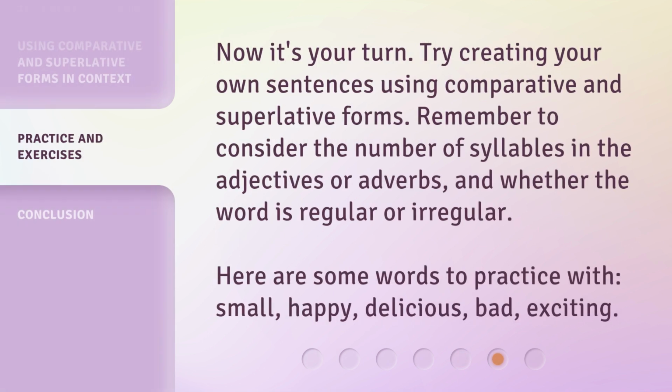Now it's your turn. Try creating your own sentences using comparative and superlative forms. Remember to consider the number of syllables in the adjectives or adverbs, and whether the word is regular or irregular. Here are some words to practice with: small, happy, delicious, bad, exciting.